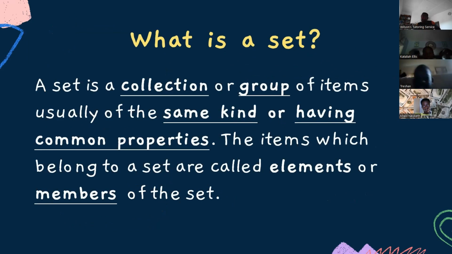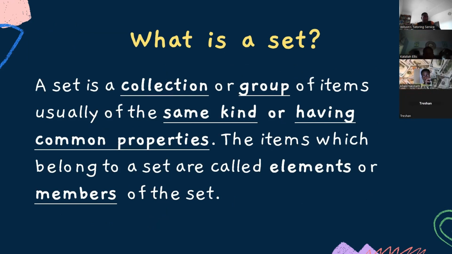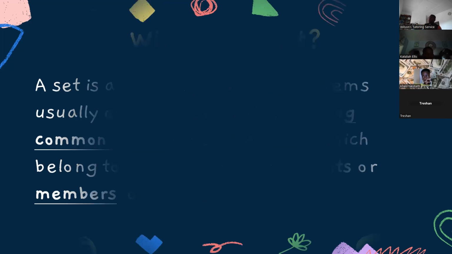A set is a collection or group of items, usually of the same kind or having common properties. The most defining factor of a set is that the items, the members or elements, are usually of the same kind. Items in the set are elements or members.